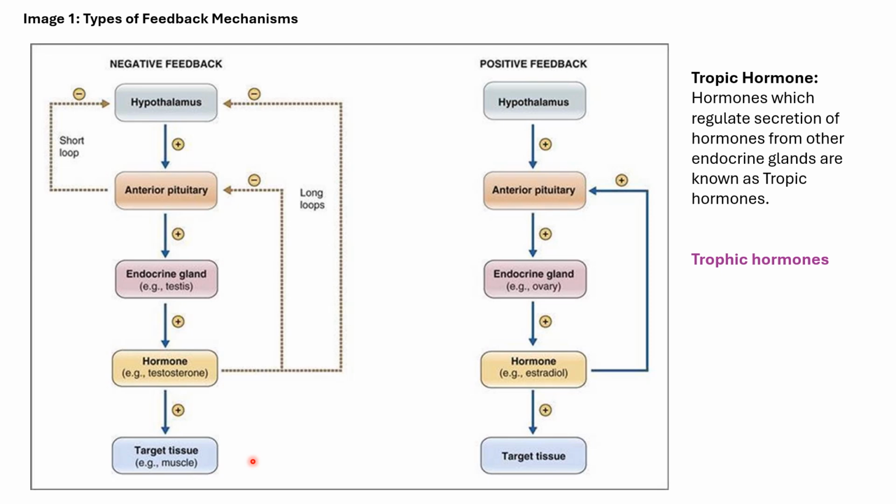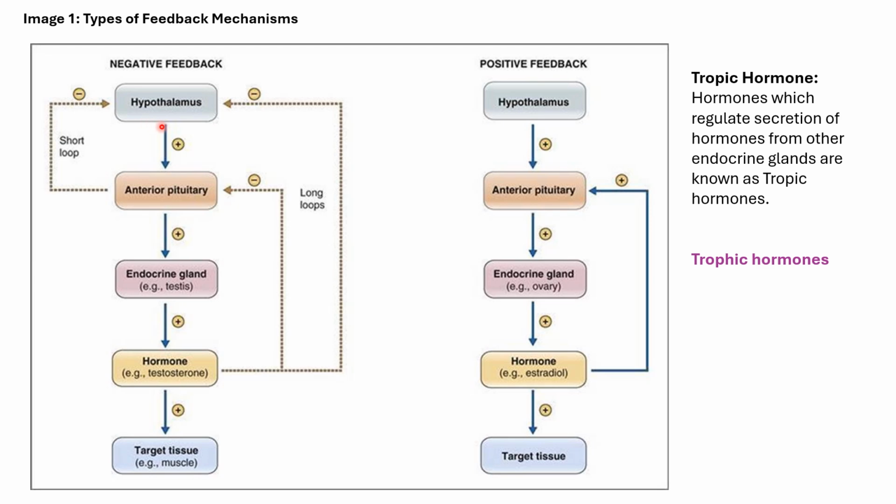Look at the negative feedback pathway. Hypothalamus, it secretes a hormone. That hormone acts on the target cells located in the anterior pituitary gland. As a response, the anterior pituitary gland secretes some hormones which go to another endocrine gland and they act on it. In this example, we are considering testes.